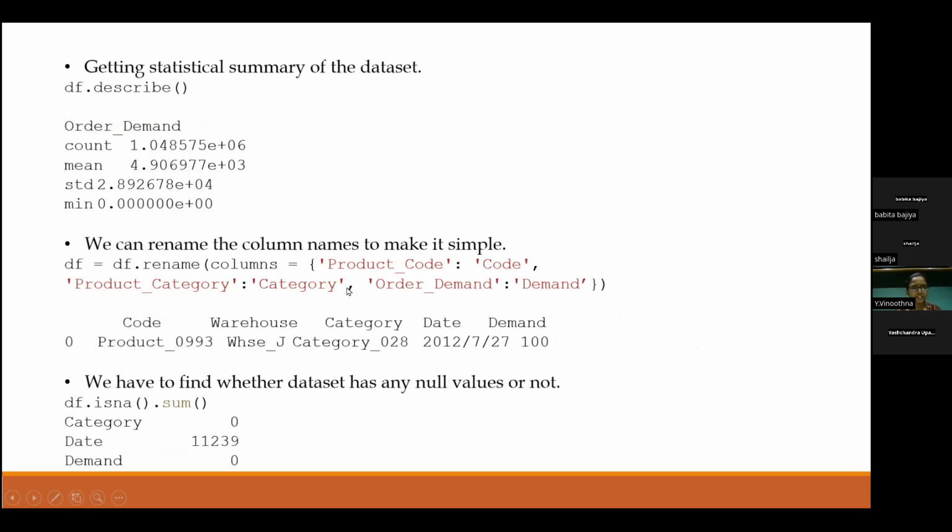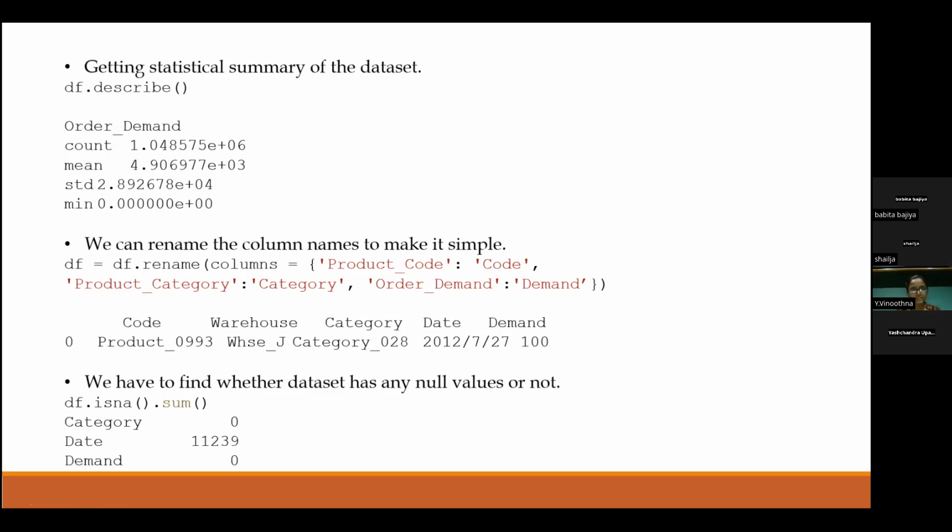And here we can see that the column names mentioned in the data set are very large. So this is an optional step. We can change the column names into some simple names. Here I have used the rename function to change the column names to simple names. I have changed the product code column name to code, product category to category, and order demand to demand. So we can make the column names simple for our further procedure.